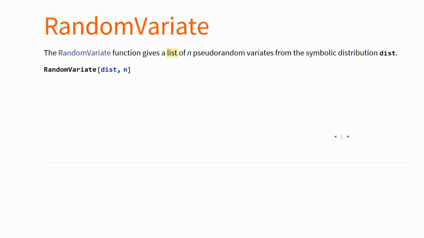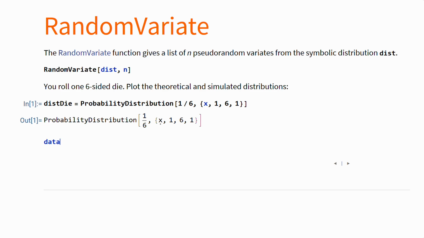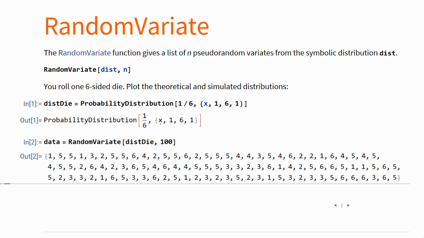Starting off with simulation. To simulate data from a distribution, just use the RandomVariate function for a list of n samples from the distribution. For example, let's simulate a die. That would be the probability distribution of the probability 1 over 6 for the values 1 to 6. Now, simulate some data with RandomVariate over the distribution of the die with 100 variates. That is an example of that distribution. You can imagine rolling the die 100 times and getting these results.